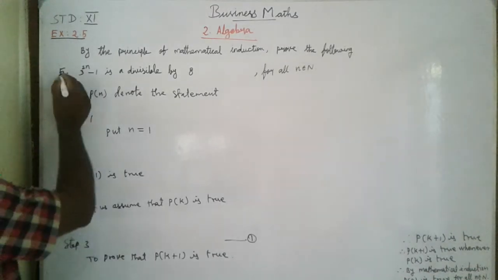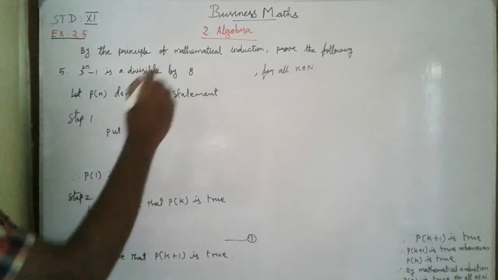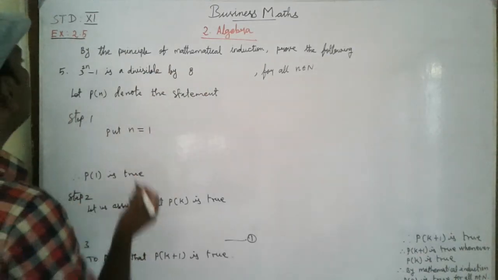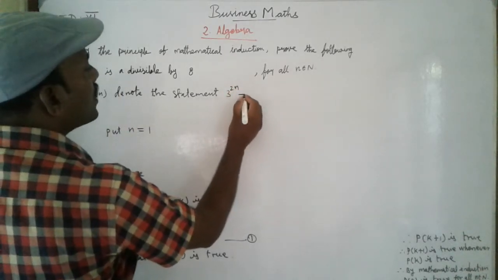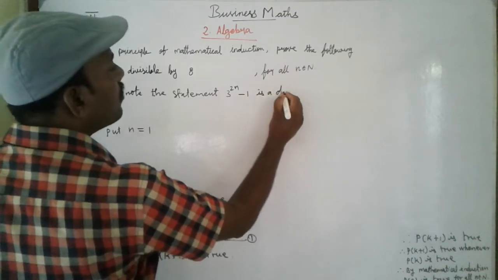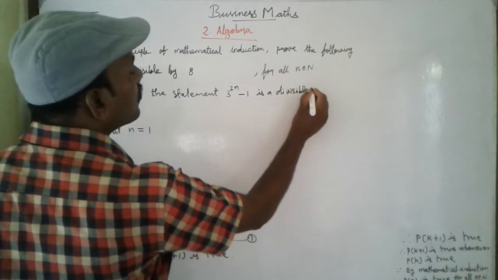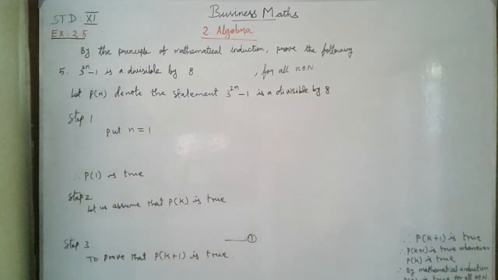Fifth sum: 3 power 2n minus 1 is divisible by 8 for all n belongs to N. Let P of n denote the statement 3 power 2n minus 1 is divisible by 8.